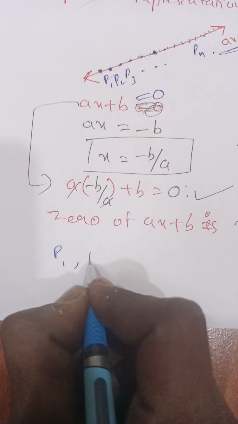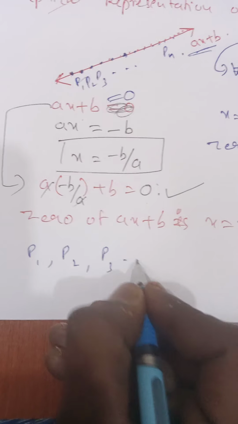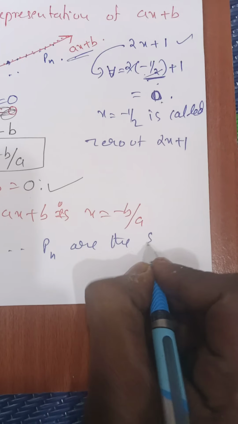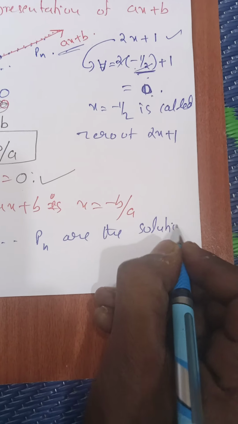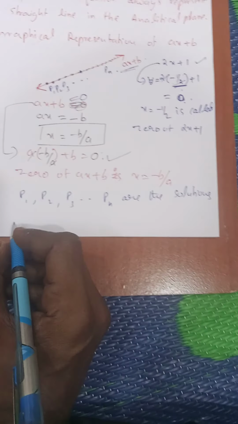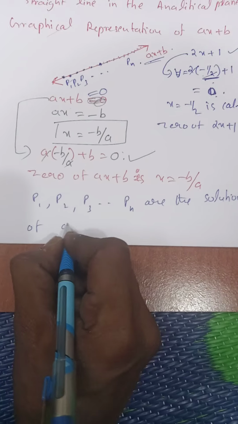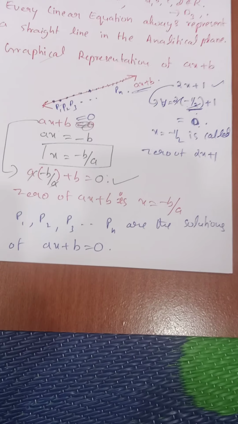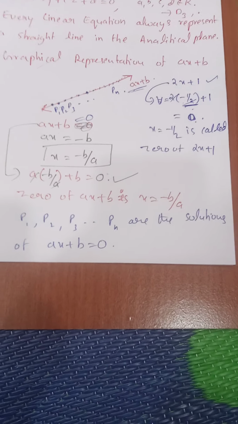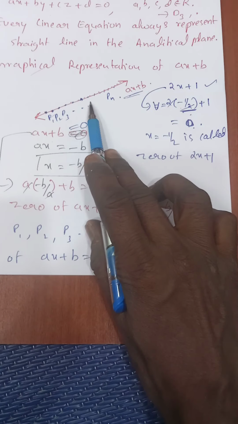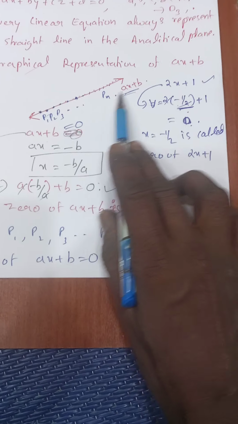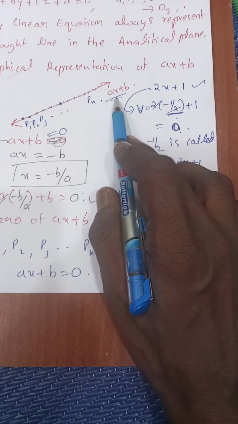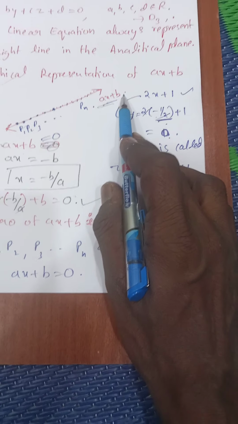So we can say P1, P2, P3, so on Pn are the solutions. Solutions are nothing but the values of x. You need to remember only one thing here: whatever points are standing on the line, every point is said to be a solution of its linear equation ax plus b equals 0.